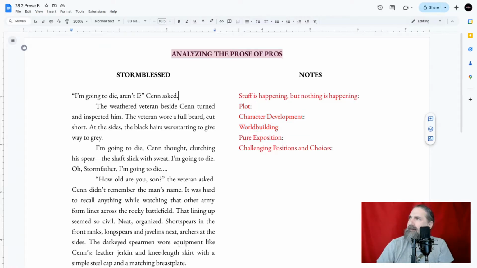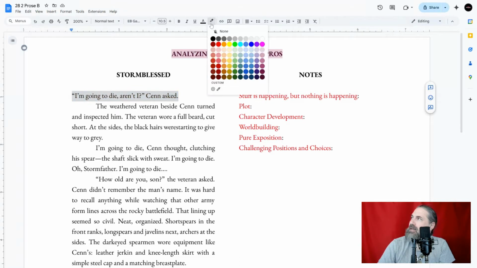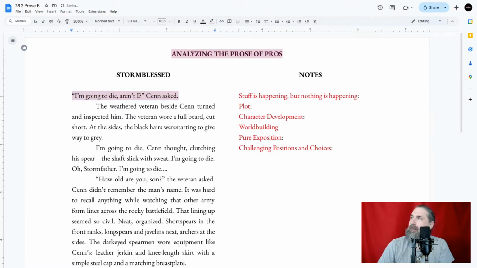All right, let's do this. "I'm going to die, ain't I?" All right, well, Sen asked. He did ask, and he will receive. This is character development. It is also slightly plot related, but it is not informative plot. It is not exposition plot. We don't know what's happening, but he is like, I'm going to die, ain't I? It is drawing you in, moving the story forward, and it shocks you. It's a very good first line. "I'm going to die, ain't I?" Sen asked. All right, let's keep it going.